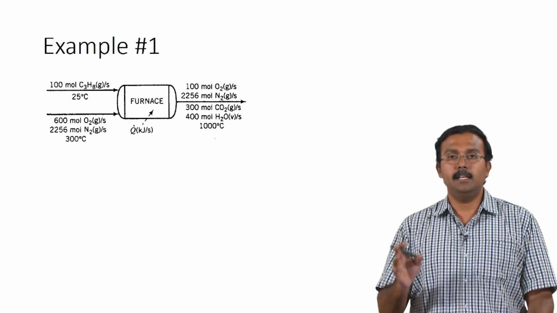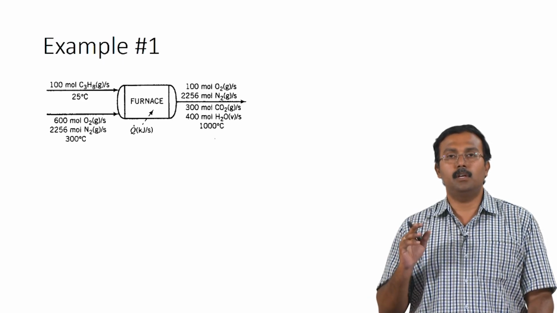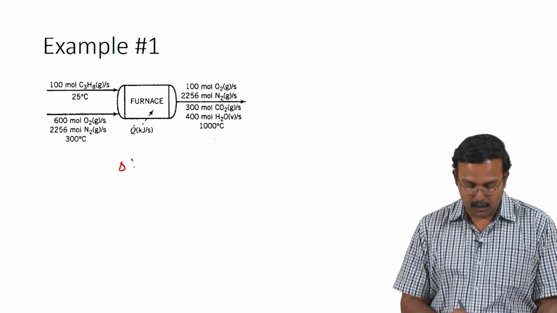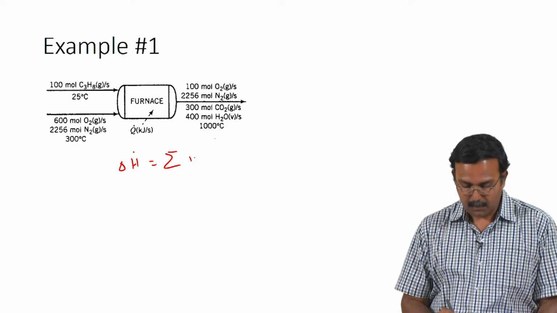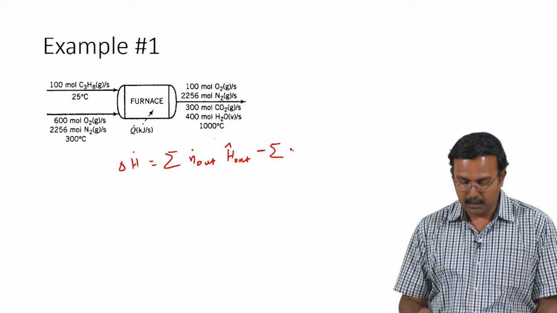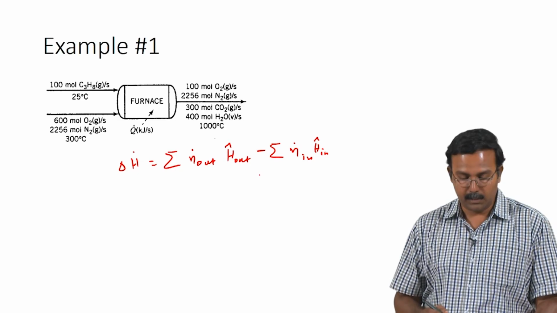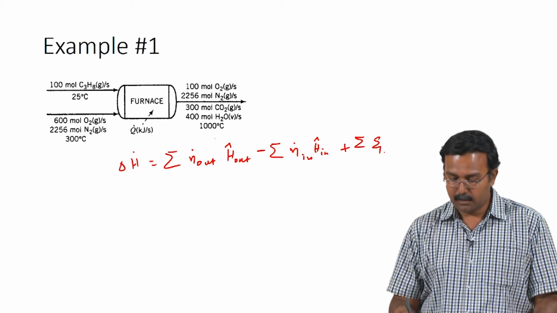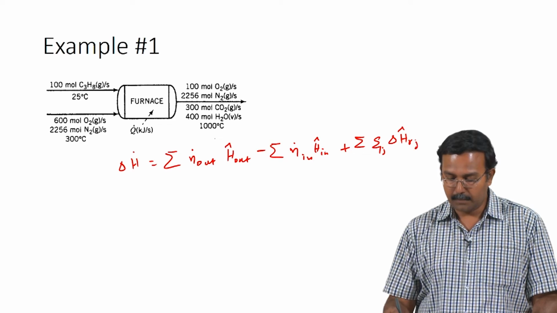However, in addition to these two differences, you also have to account for the heat of reaction. So, how do we account for the heat of reaction? The equation delta H dot, which was just the sum of N out dot H cap out minus the sum of N in dot H cap in, which we had been using till now, would now have another term, which is the sum of xi j delta H r cap j.